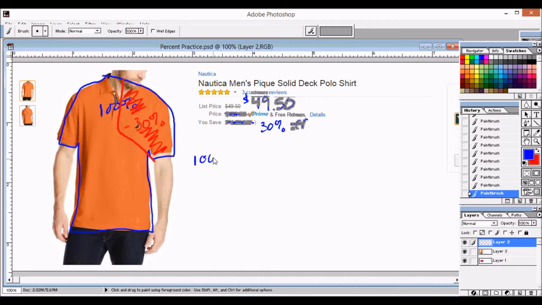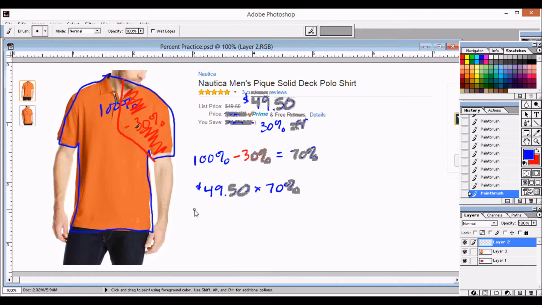So what ends up happening is we have 100% minus 30%, and that ends up giving us 70%, just 100 minus 30, and it's a percentage. What this means is that the new price would simply be 70% of whatever the original price was. And that's a pretty easy calculation. You're just going to take the $49.50 and multiply it by 70%.